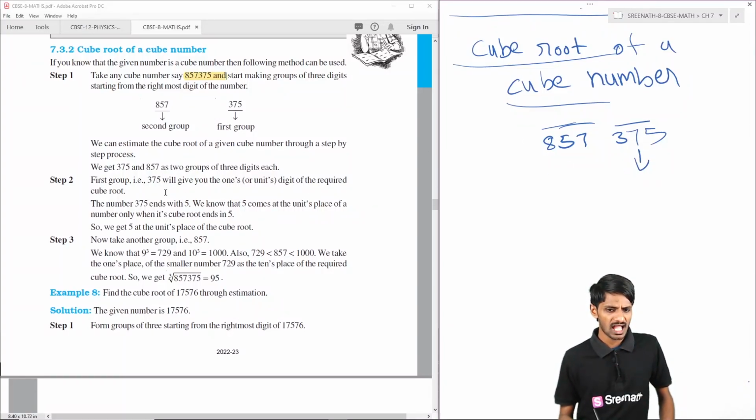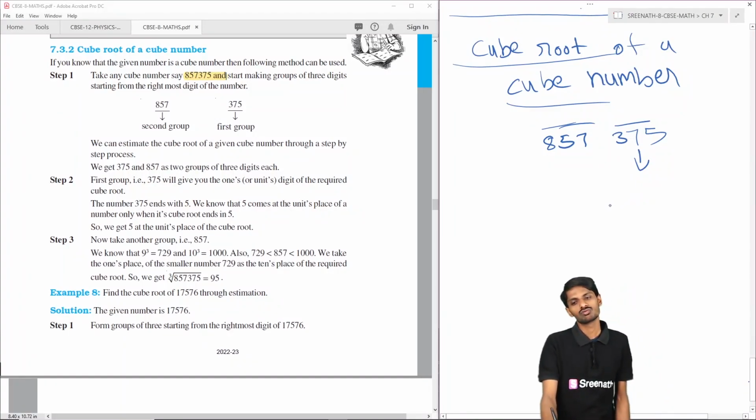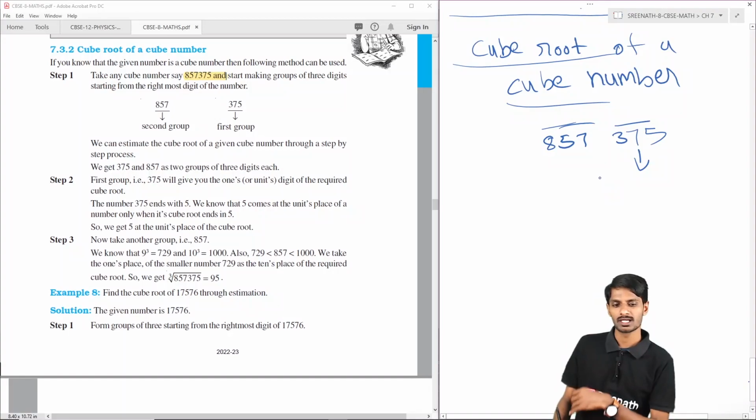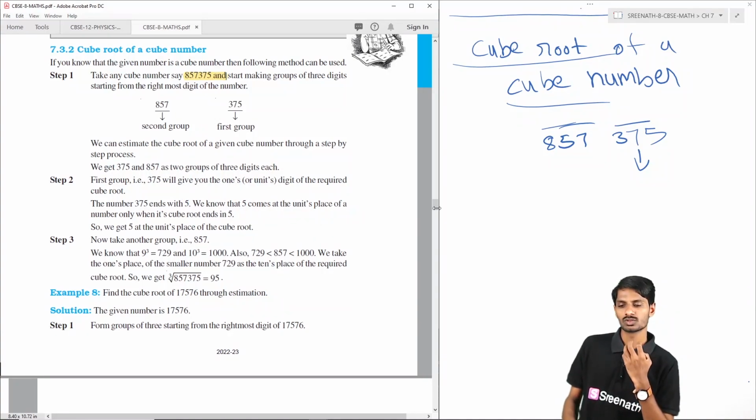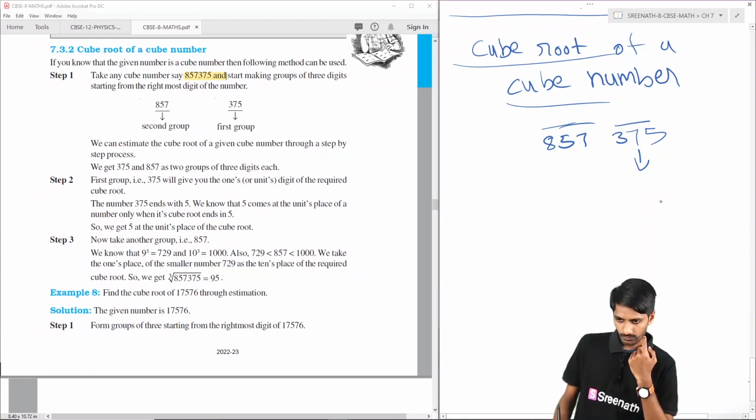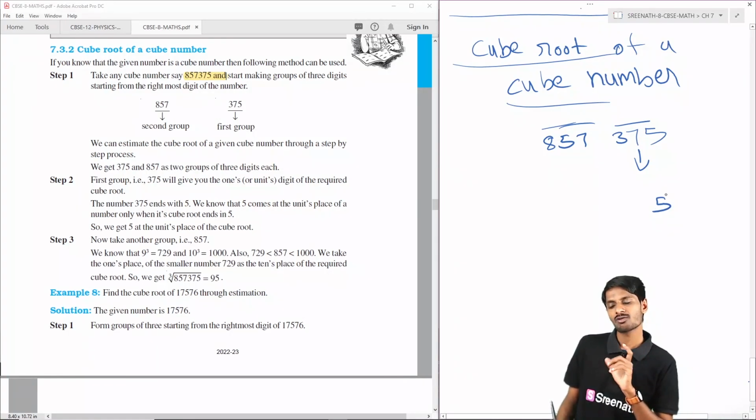For the required cube root, 375 will give the ones or units digit of the required cube root, friends. Here 375 ends with 5, so that 5 will come in the cube root. Since the number ends with 5, its cube root must have 5 at the end. Like that we will make the assumptions.